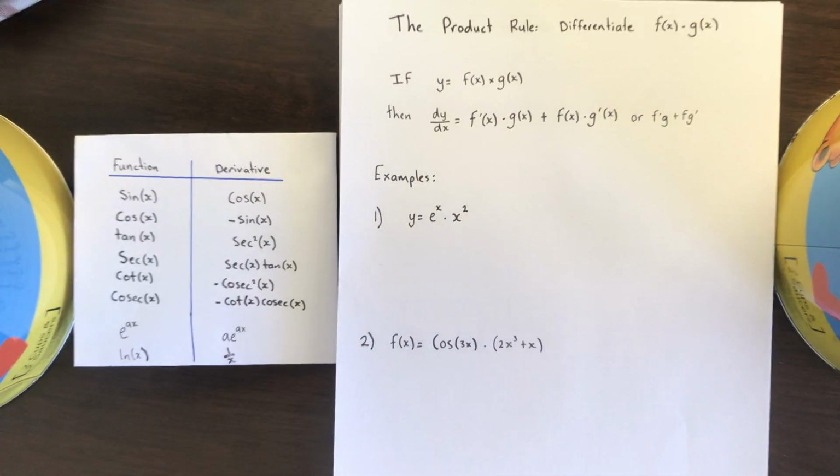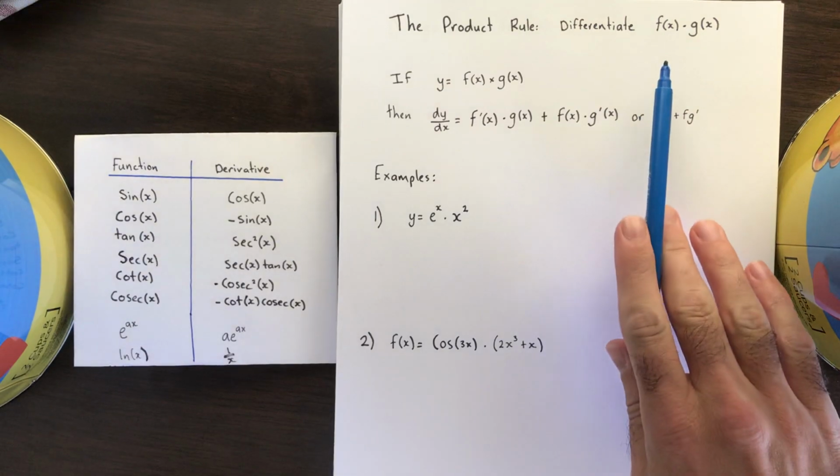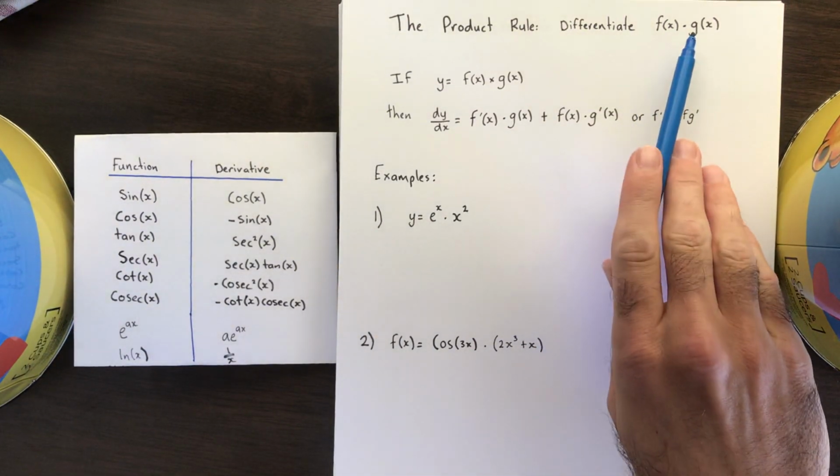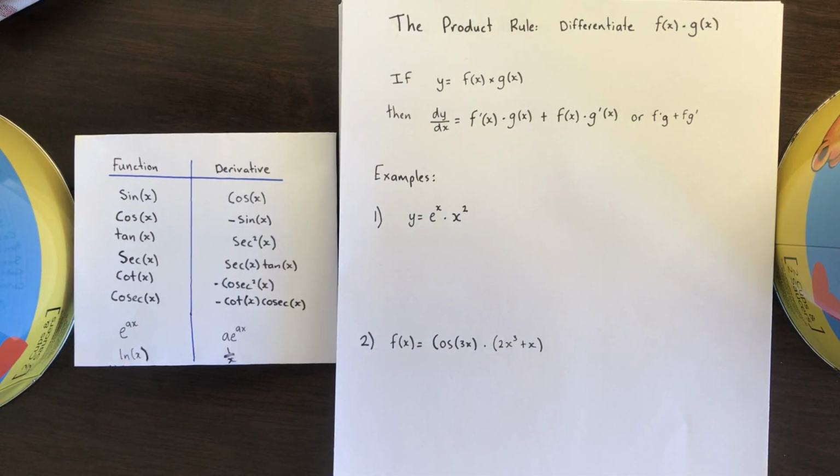Hello everyone. So today we're going to be looking at the product rule, which is used to differentiate two functions multiplied together. Just a reminder that dot means multiply.